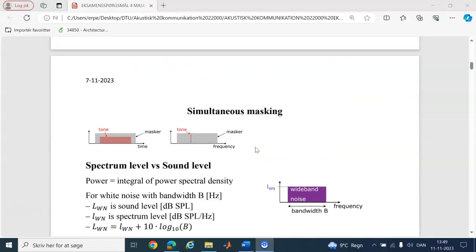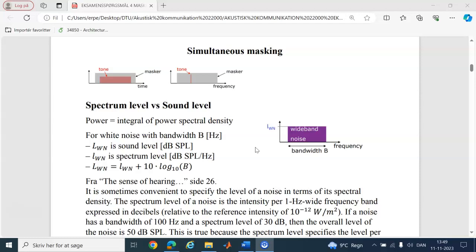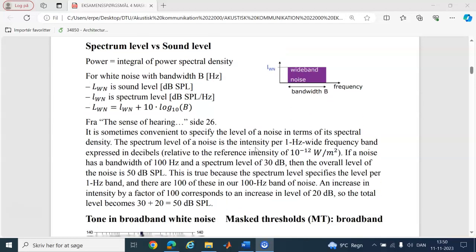Okay. We have some part of masking, simultaneous masking. We have a spectrum level versus sound level. For white noise with bandwidth B, we have some sound level in dB SPL, and we also have the so-called spectrum level in dB SPL per hertz. So the sound level is the spectrum level plus 10 times log 10 of the bandwidth. For instance, if you have a spectrum level of 30 dB in a noise bandwidth of 100 hertz, the sound level is 30 plus 10 times log of 100, which is 30 plus 10 times 2, that makes 30 plus 20, 50 decibels.